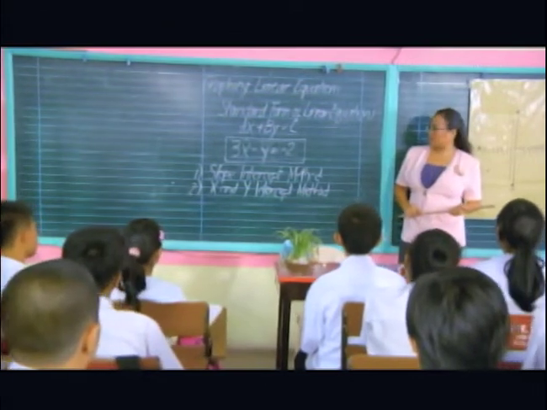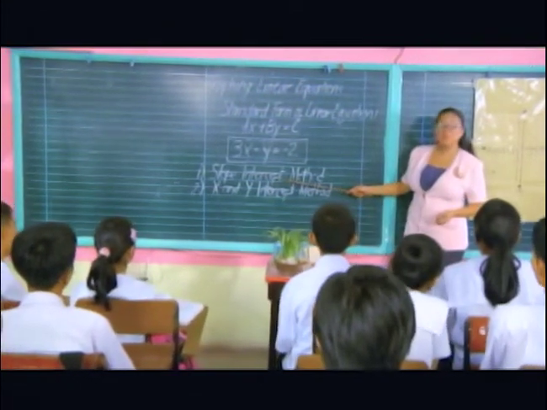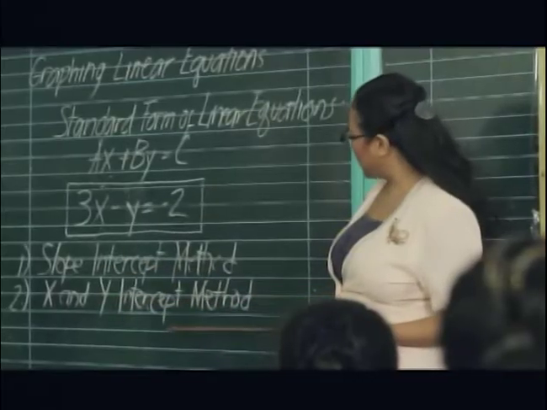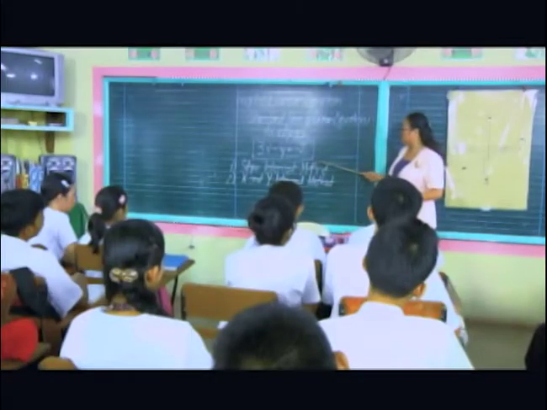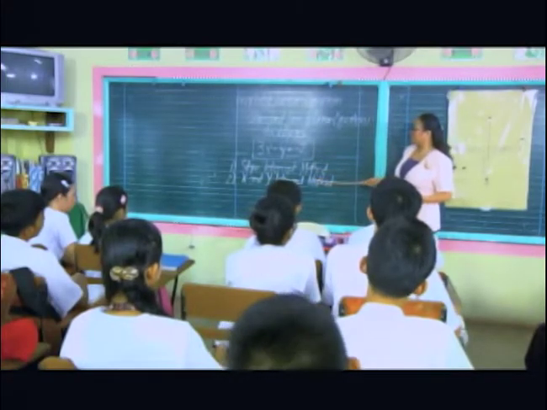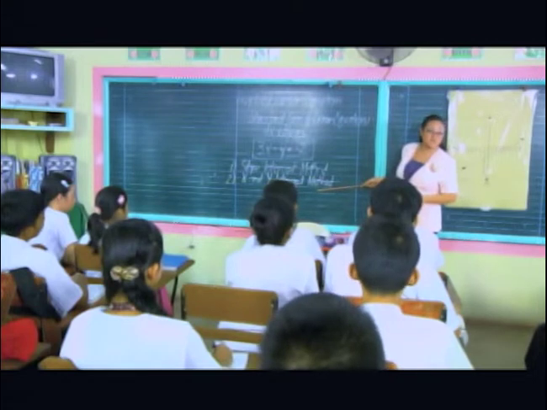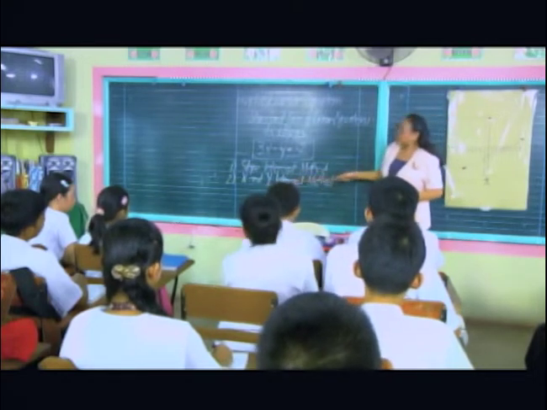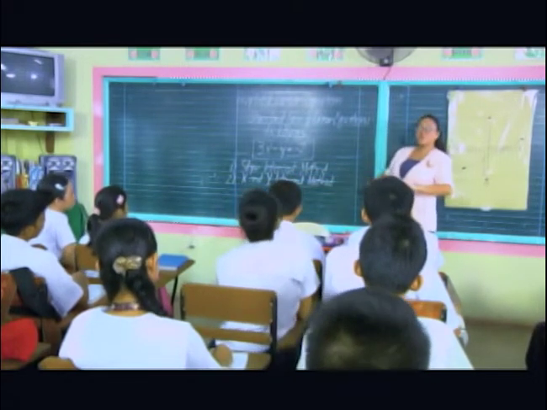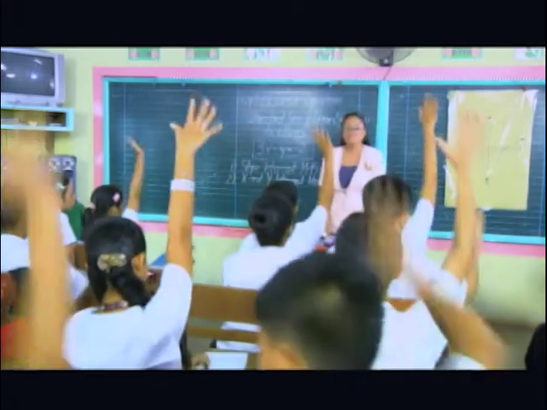These are the slope-intercept method and the x and y intercept method. As we can see on the board, both of the methods for graphing linear equations have the word intercept in them. Can anyone read the textbook definition of intercept?